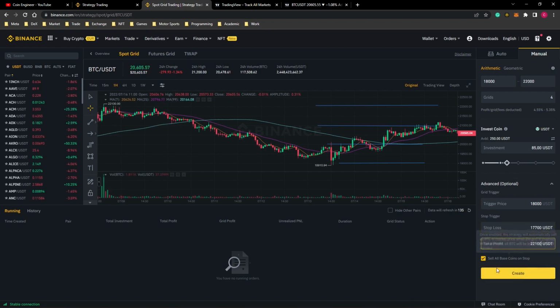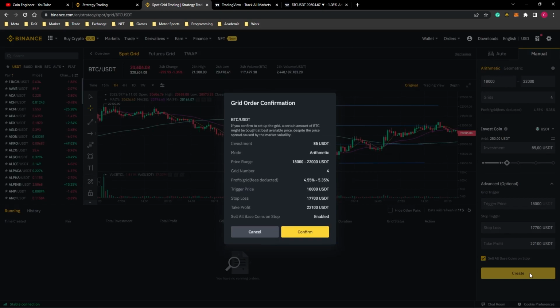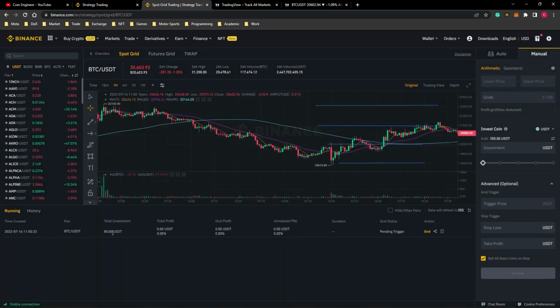After setting our parameters, we can click on this create button, and after confirming it, our order will be visible at the bottom. And we can cancel our order by clicking on this end button, or we can customize our settings by clicking on this details button.